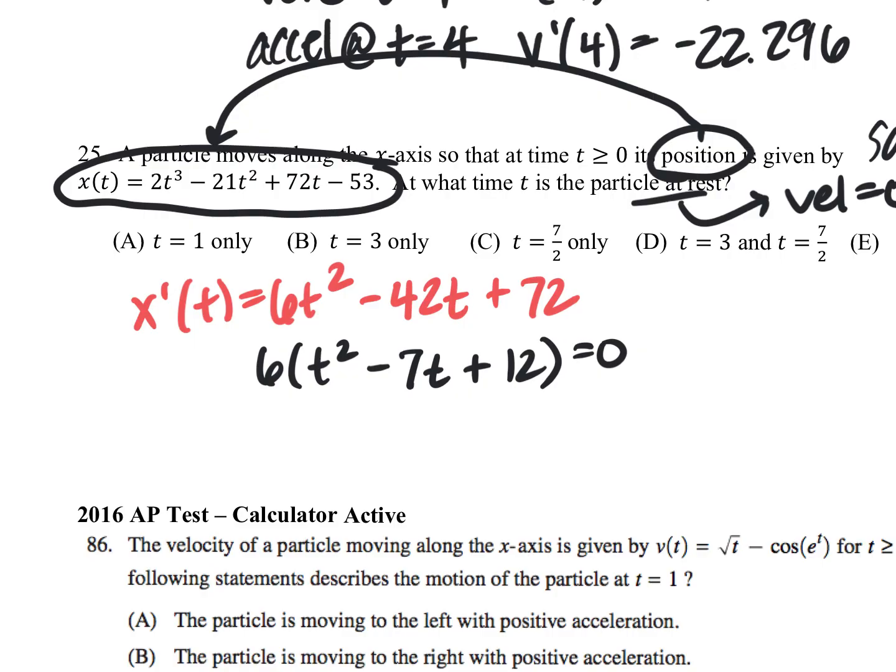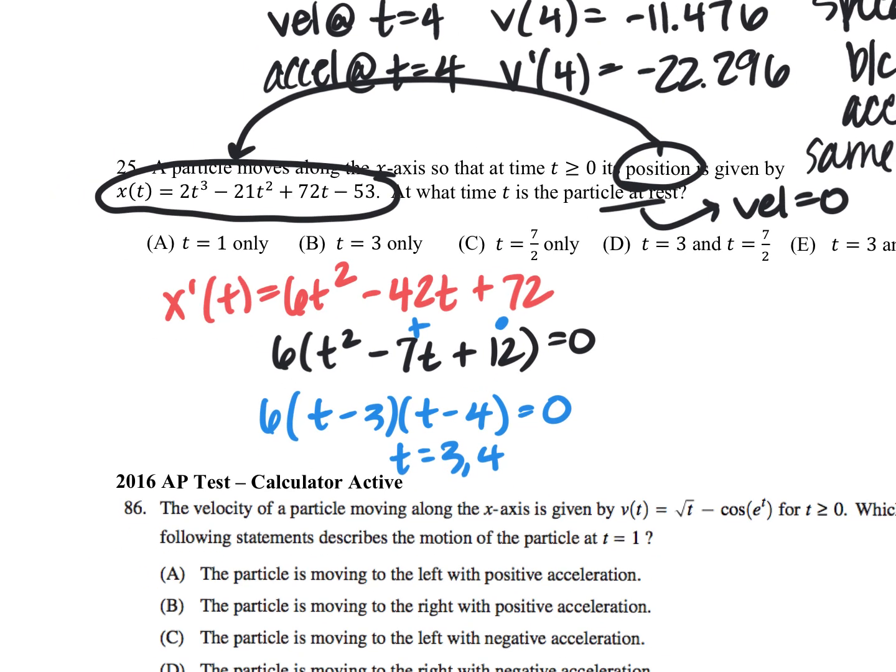Now, Thomas, we're going to say that's equal to 0 because my velocity is equal to 0. That's when it's at rest. And Thomas is like, okay, factoring now is way easier. What multiplies to be 12 and adds to be negative 7? Negative 3 times negative 4 is positive 12 and it adds to be negative 7. At what times is my particle at rest? 3 and 4, Mr. Reichert. 3 and 4, is that an answer?